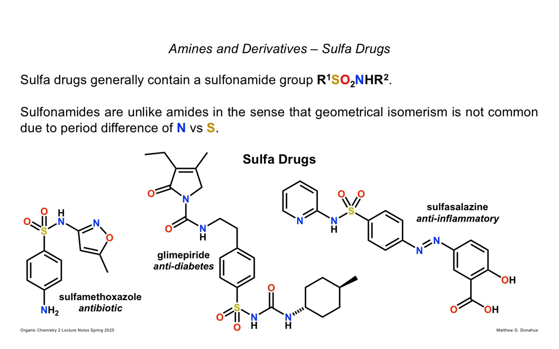So why are sulfonamides important? They're basically the main functional group in sulfa drugs. I don't want to violate any HIPAA, but there's probably someone in here that is very allergic to sulfa drugs. With any population of people, there's usually a few that absolutely cannot take these. So within each of them, you see the sulfonamide: sulfamethoxazole, glimepiride, and sulfasalazine. I think I'm getting that right.